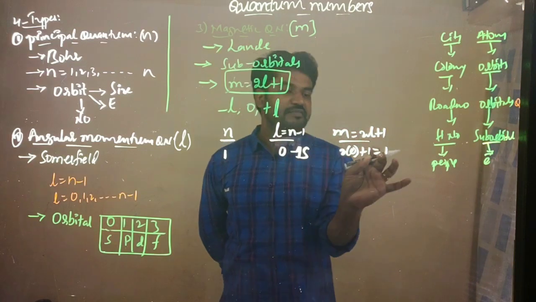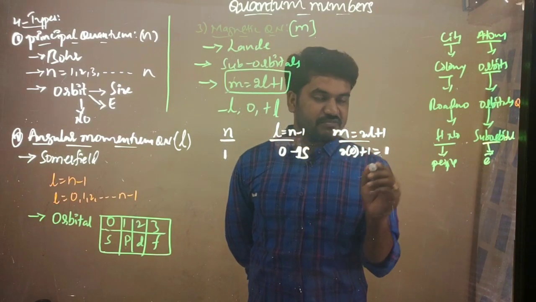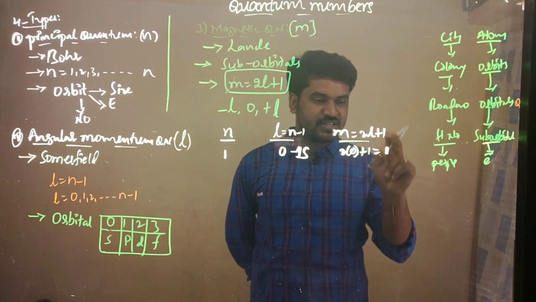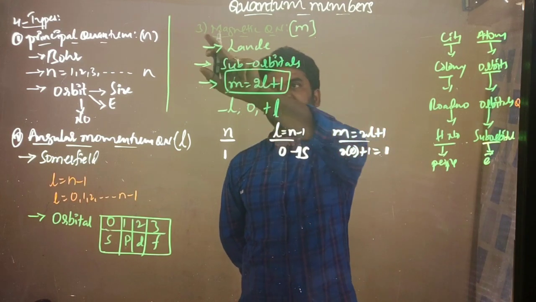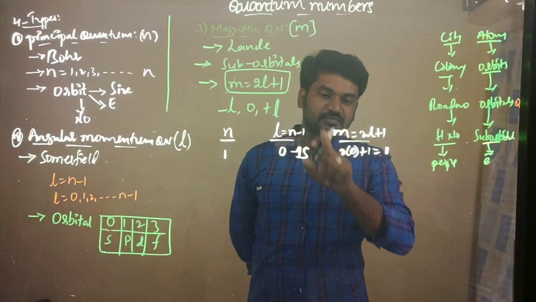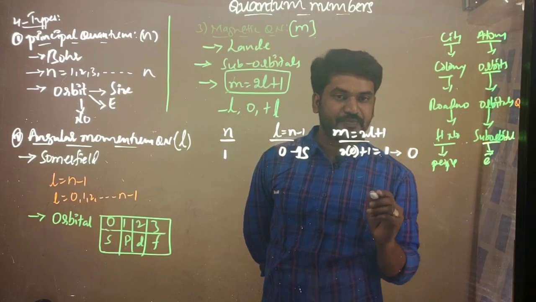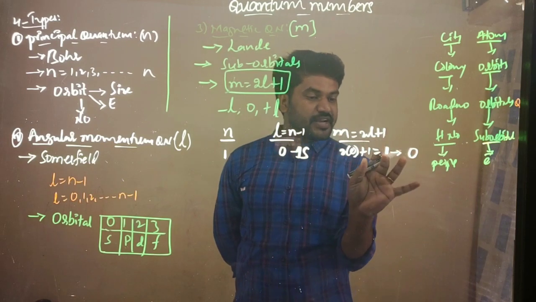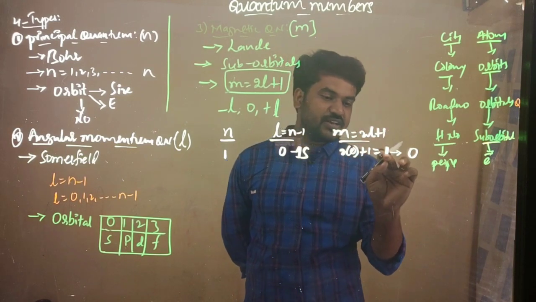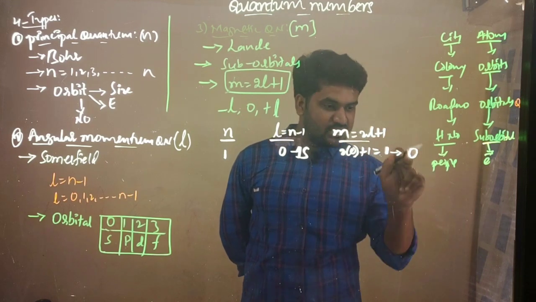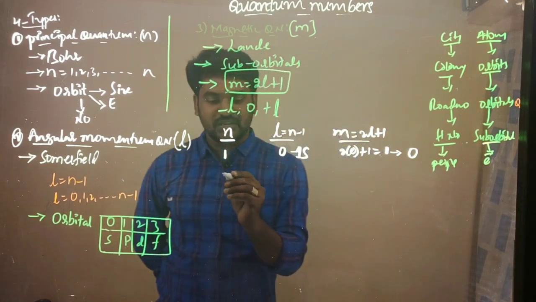Remember here, we are writing one value. One suborbital value we are writing. That means m gives the information about the suborbitals. We are writing one suborbital here. That suborbital I am writing like 0. Remember carefully, we are writing one quantity. How many quantities are there? One quantity. What is the quantity? 0. Okay, right.